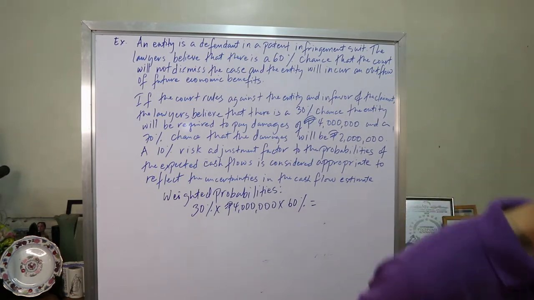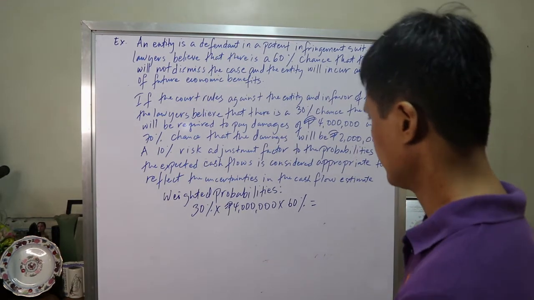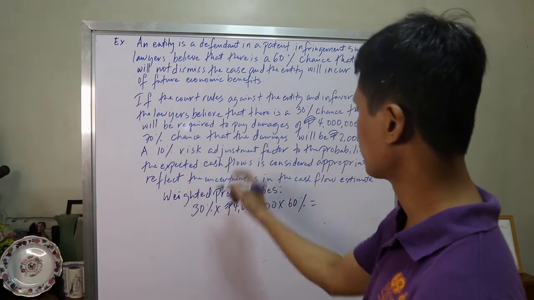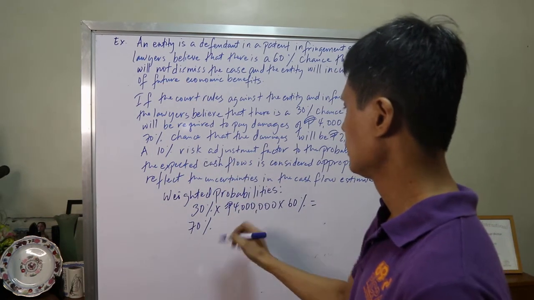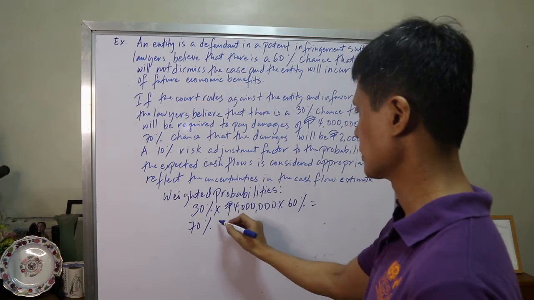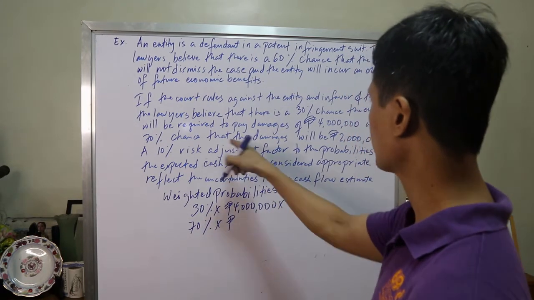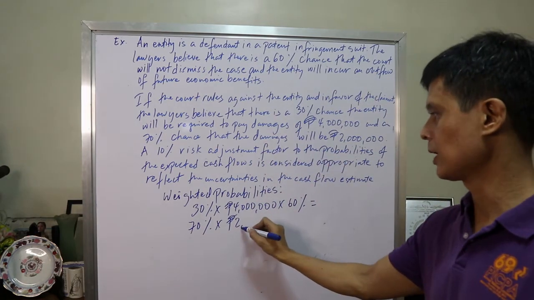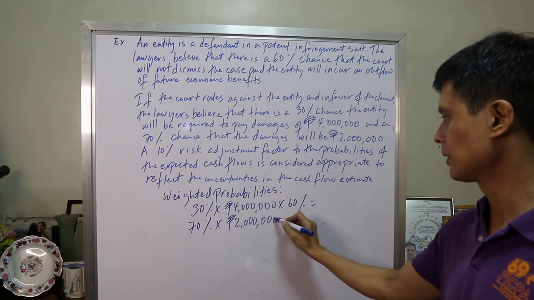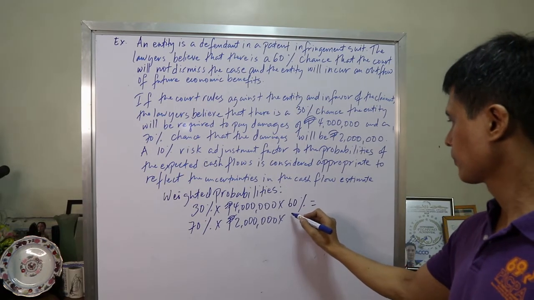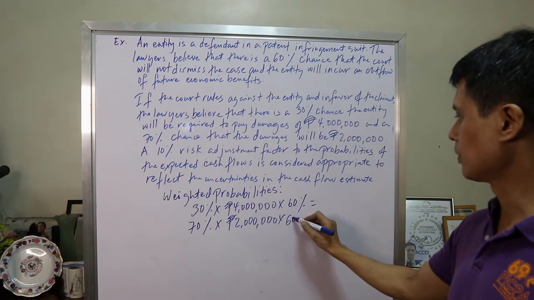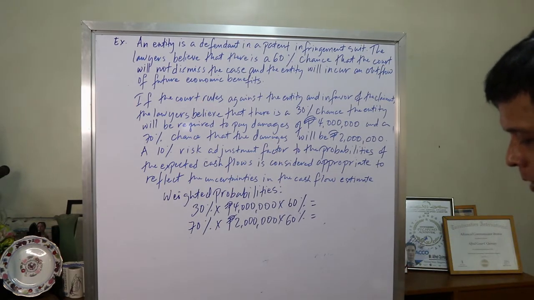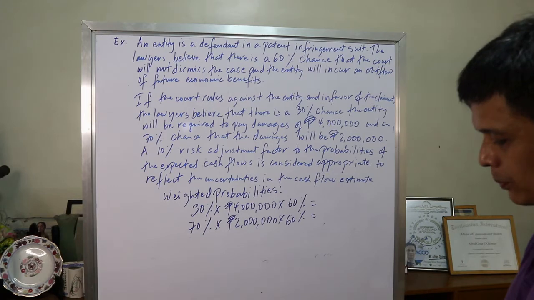So kailangan natin ng calculator dyan. Pero lagay muna natin yung isa. Yung isa naman, 70% chance. So 30 plus 70 is 100%. So times 70% chance that the damages will be 2 million. 2 million lang, no? 70%. So, lagay natin dyan, multiply by 60% also. So, let's get the sagot dito. So, 30%.